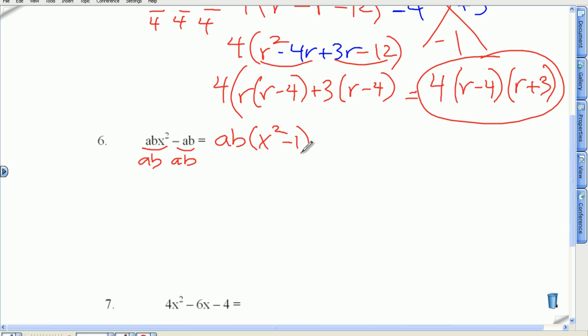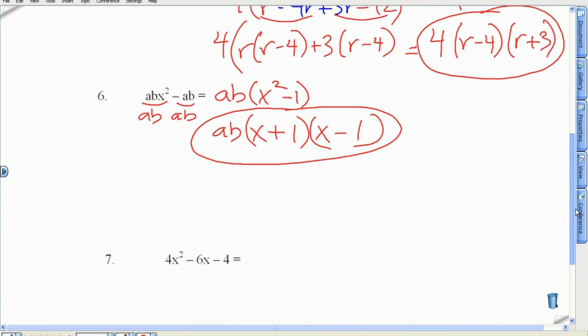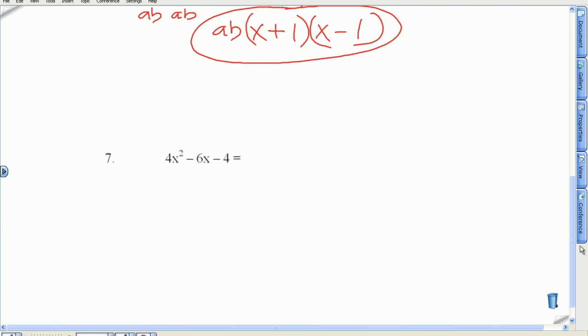X squared minus 1 is a difference of two squares. The square root of x squared is x. The square root of 1 is 1. Throw in a plus minus. GCF followed by a difference of two squares is pretty common. Problem 1, problem 2, and problem 6. We've seen that. Alright, number 7.